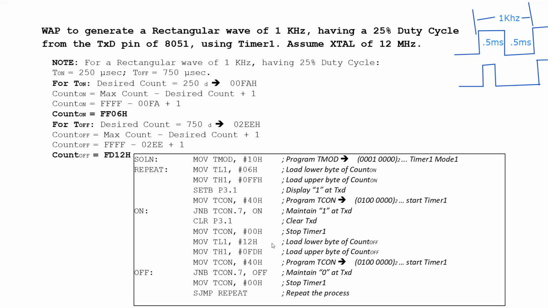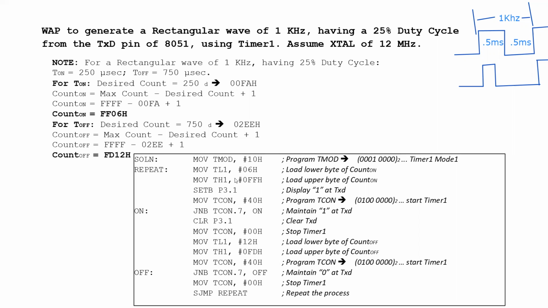Now we stop the timer. And now we load the value for the off state, the value FD12, that is 12 to timer 1 low and FD to timer 1 high. And again, we start the timer and we check for the overflow flag. After that delay, again the timer is stopped and we repeat it.